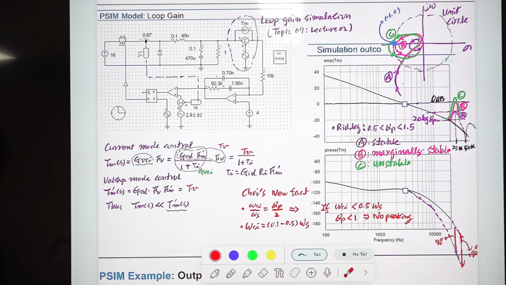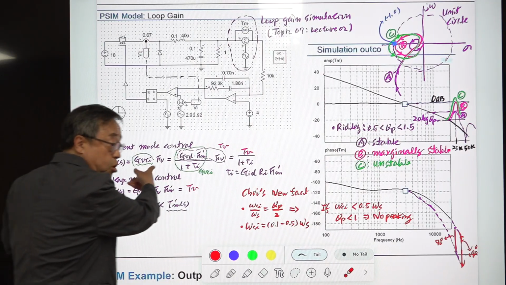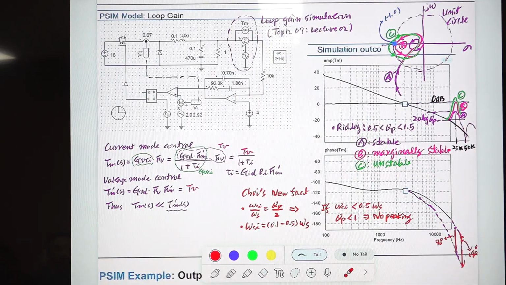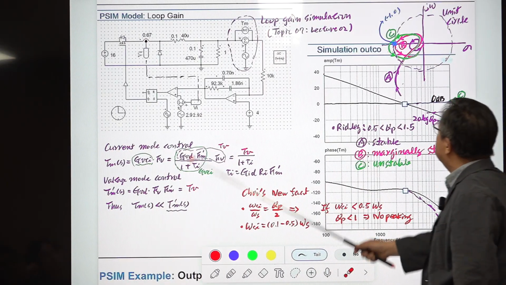because you are dividing by something which is larger than unity. Okay. So does this mean the voltage loop is better than the current loop? No. Does it mean voltage mode control is better than current mode control? I said that is not true. Absolutely not true. Okay. We are looking at two different things. So you cannot use one single measure for two different loop gain definitions.